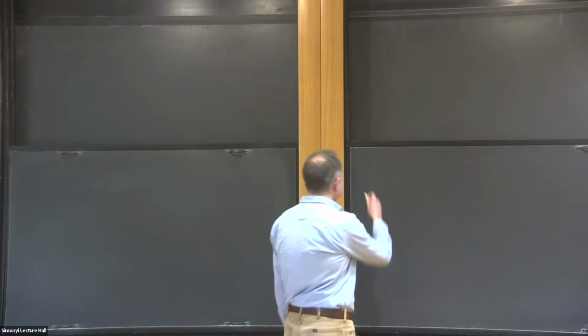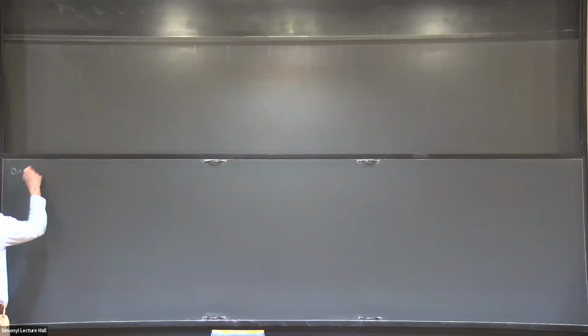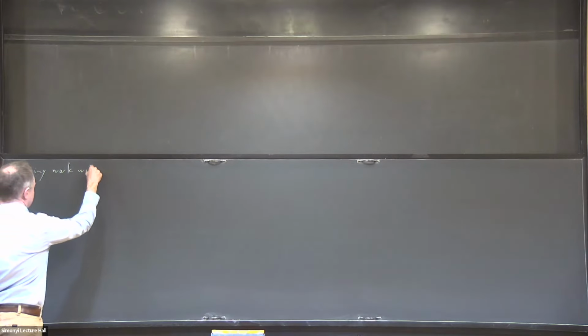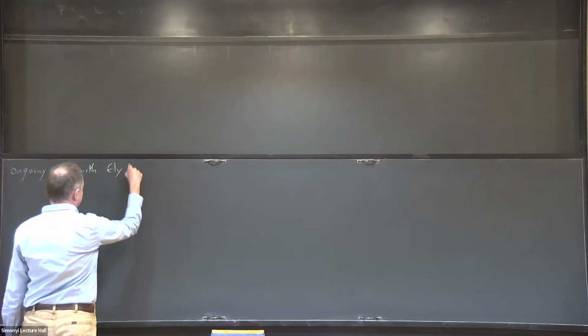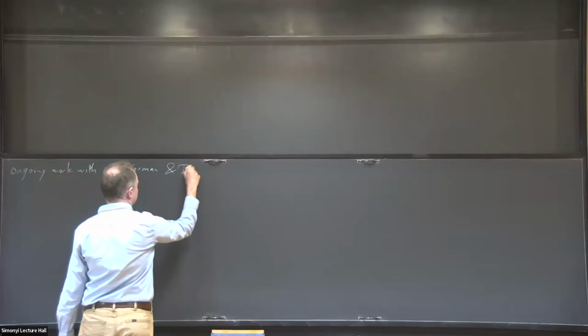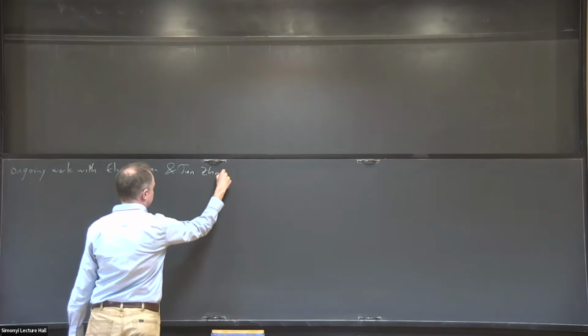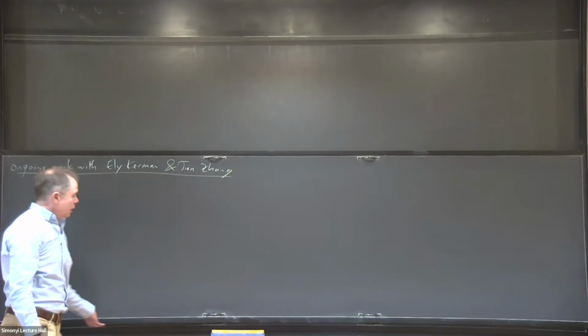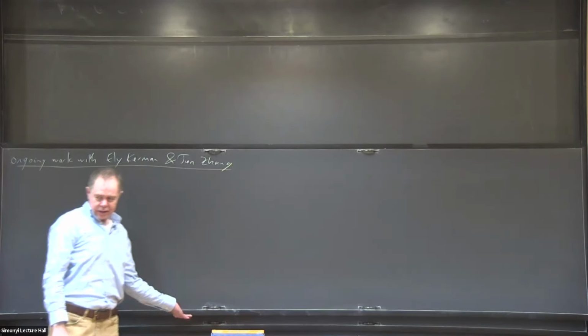Right. So this is ongoing work. Kerman. Zhang. Right. So I want to talk about some quantitative estimates on embedded Lagrangian tori.